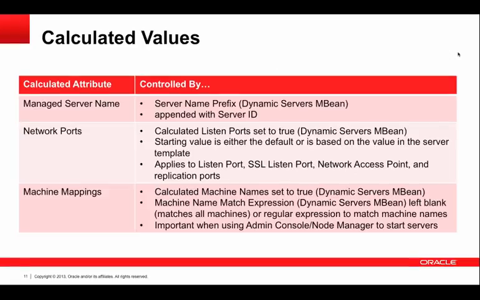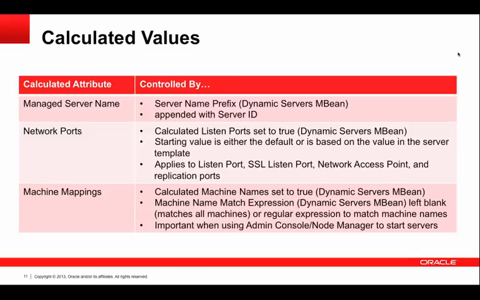Just a few more details about the calculated values for managed servers in a dynamic cluster. Managed server names are derived from the server name prefix in the dynamic server's MBean, which is then appended with the server ID. A server ID is simply an integer that represents the numerical order in which the server was defined. For example, the first server would be the server name prefix appended with 1. The second would be the server name prefix appended with 2, and so forth.